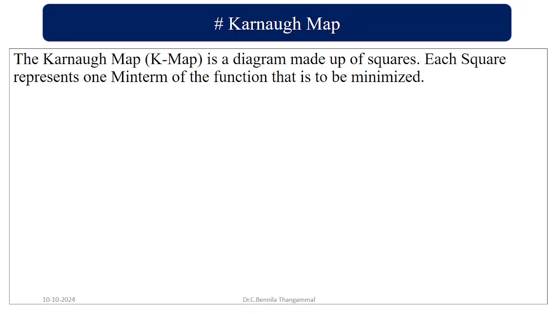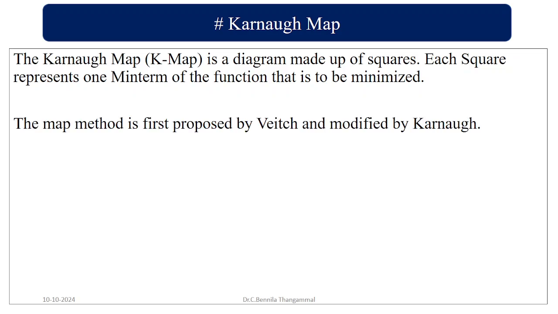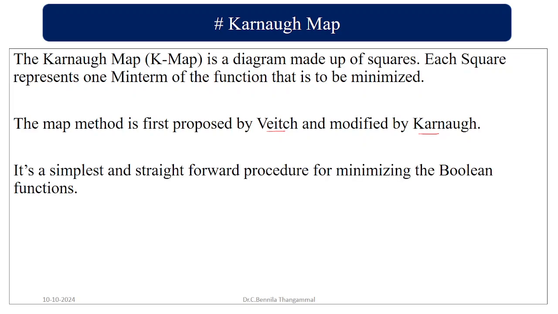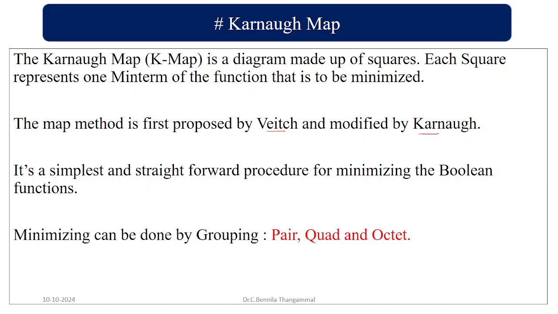So the Karnaugh map is a diagram made up of squares. Each square represents one minterm of the function that is to be minimized. This method was first proposed by Veitch, and it was modified by Karnaugh. We call it a Karnaugh map or K-map, and it is the simplest and most straightforward procedure for minimizing the Boolean function. To minimize the Boolean function, we will be using grouping.